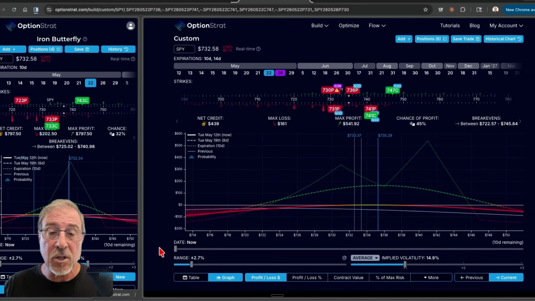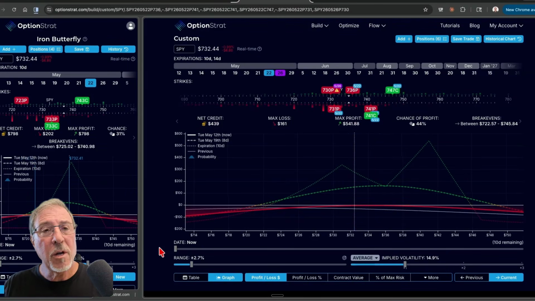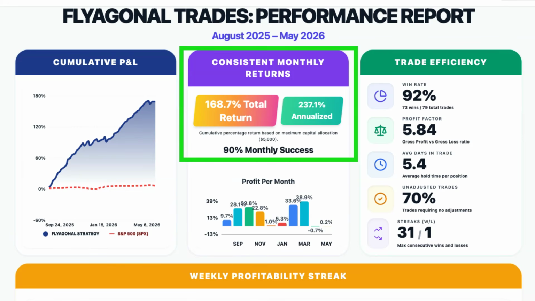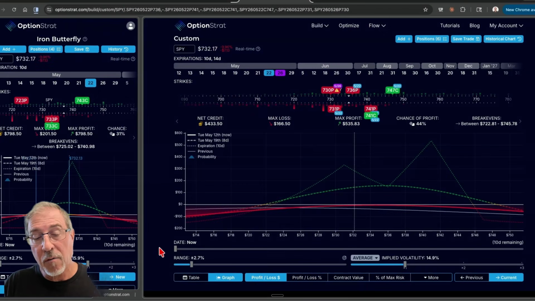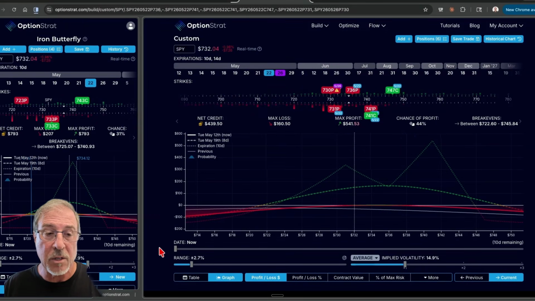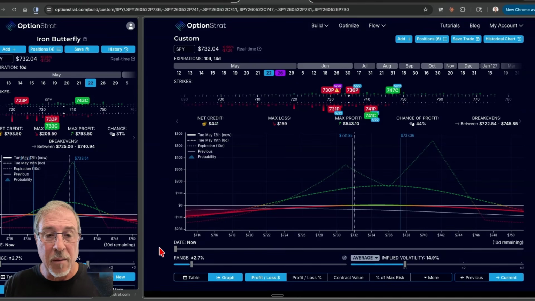I've talked about this in the channel before, but let me show you results of this trade since August of last year. You'll see those on the screen here. It has performed incredibly well with over a 90% win rate and phenomenal returns. Now, I've traded butterflies for years. I've traded condors for years before I developed this trade. And those were decent trades, and I could generate income out of those.